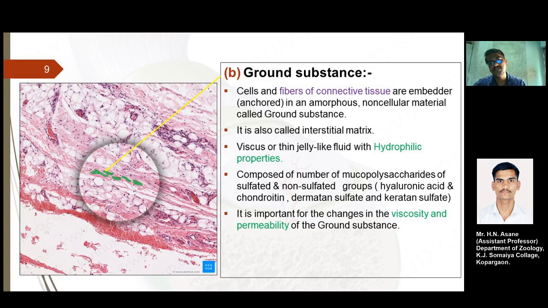We have seen the originating of the keratin in the keratinized epithelial tissue. The keratan sulfate is also a part of these ground substances. It is important for the changes in the viscosity and permeability of the ground substance or the tissue itself. So you can see in the picture, highlighted in green color, the interstitial matrix, which is situated at the base of this tissue and which is known as the ground substance.